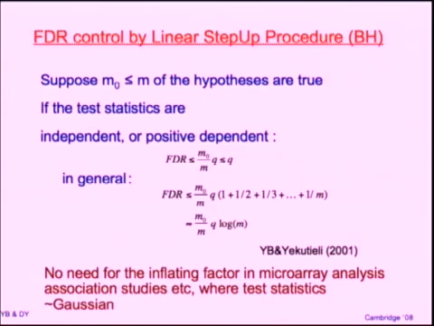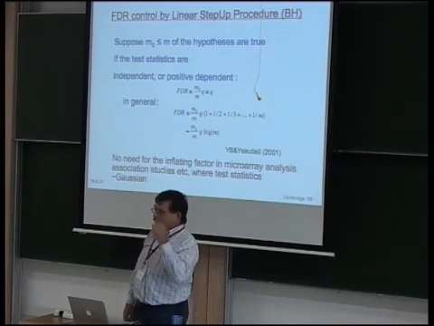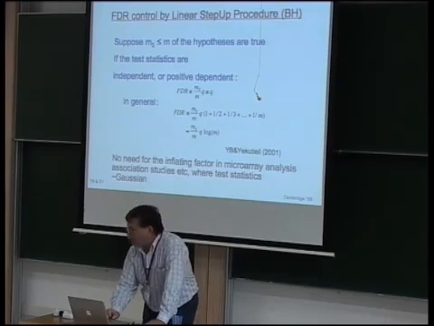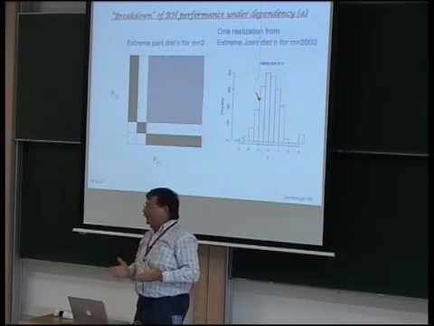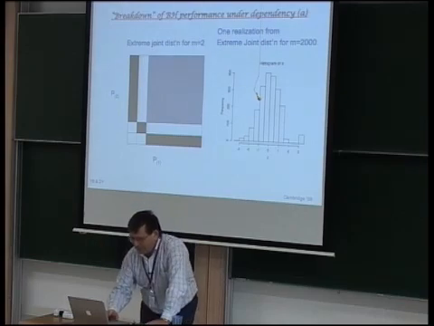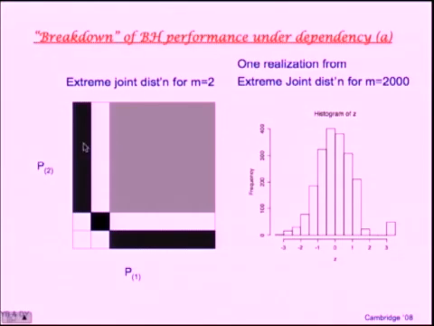There is no need for an inflating factor in microarray analysis, association studies, and so on, or every place where the test statistics are approximately Gaussian, and probably in many more situations. Let me give you some understanding about the pathology of the example that gives this increased FDR. This is the extreme joint distribution for m equals 2. The p-values are uniformly distributed here, here, here, and here, but at each one of these with alpha over 2. So overall you have here 3 over 2, or q over 2, q.